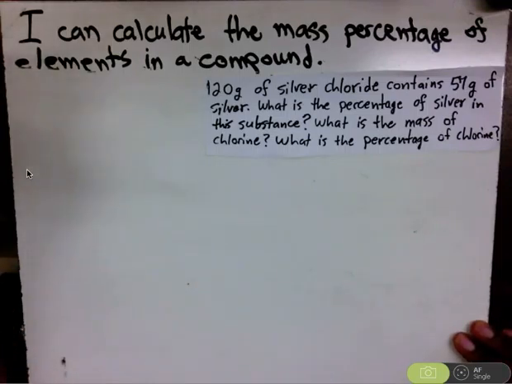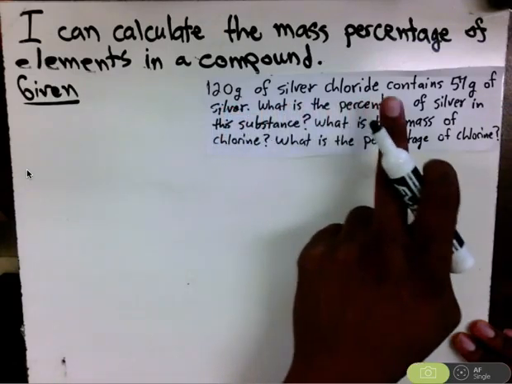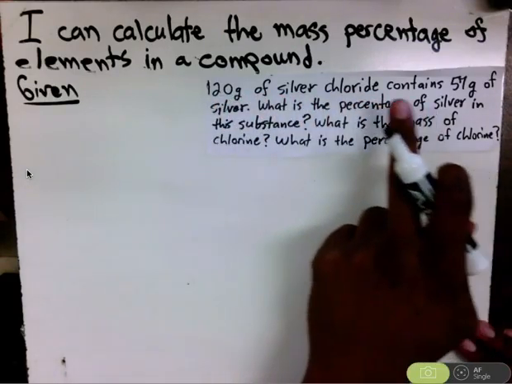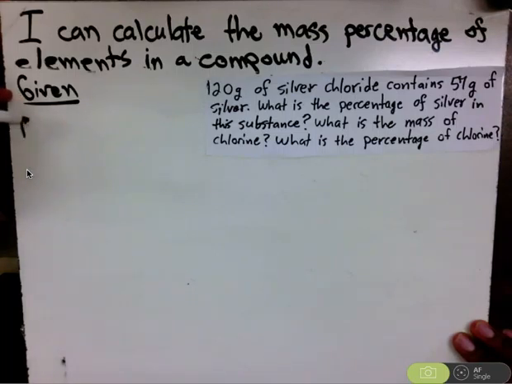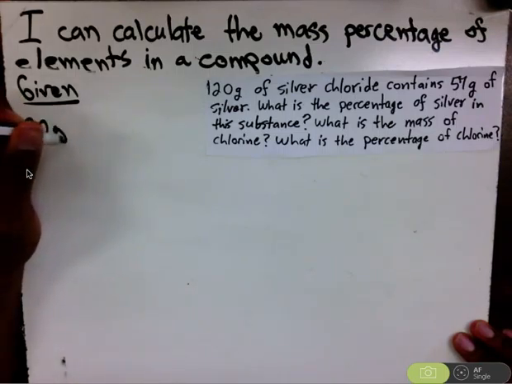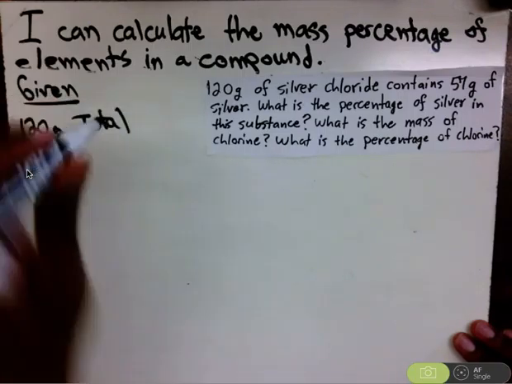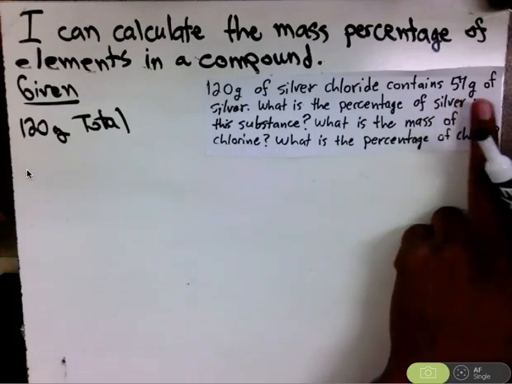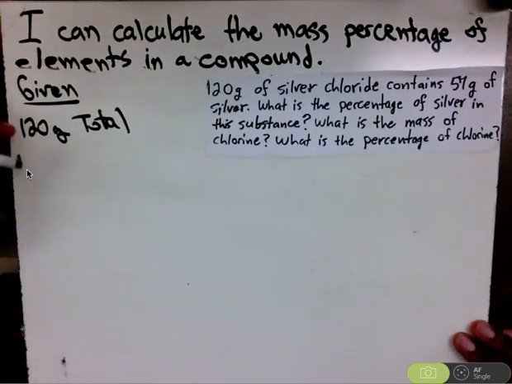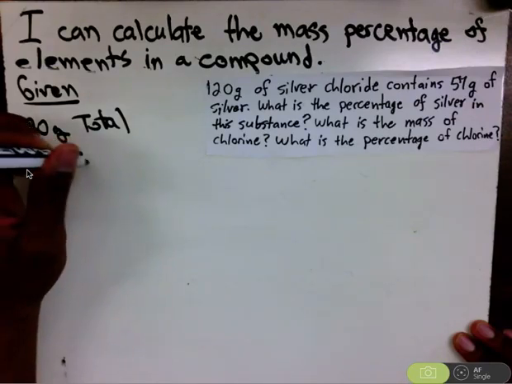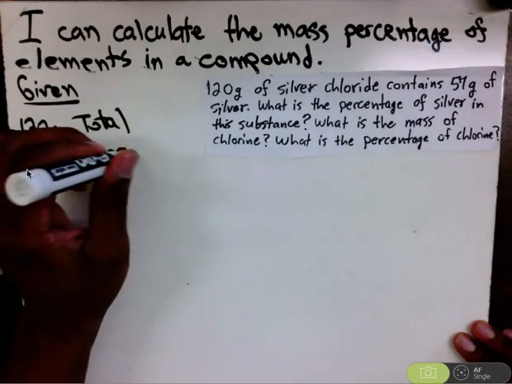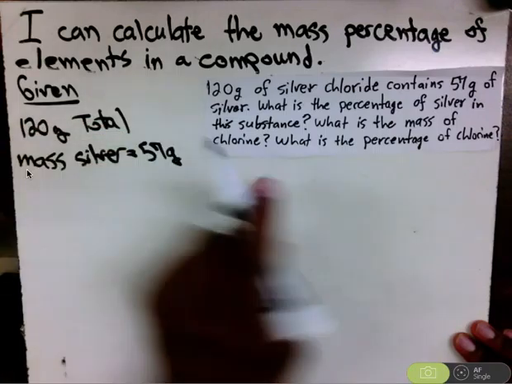So we need to carefully keep track of our given quantities and our unknown quantities. So our given quantities, we have 120 grams of silver chloride. So I'm going to call that my total. 120 grams is my total. And it contains 57 grams of silver. So I have the mass of silver is equal to 57 grams.